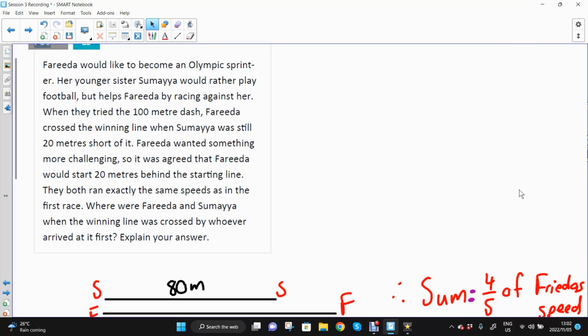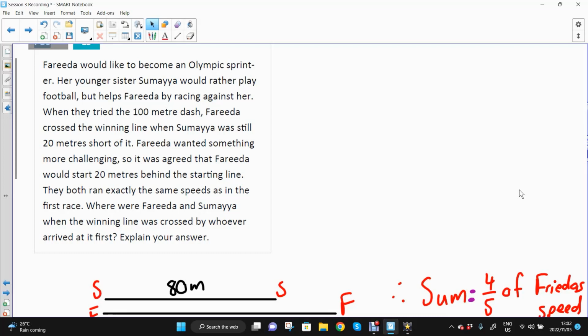Farida would like to become an Olympic sprinter. Her younger sister Sumaya would rather play football, but helps Farida by racing against her. When they tried the 100-meter dash, Farida crossed the winning line when Sumaya was still 20 meters short of it. Farida wanted something more challenging, so it was agreed that Farida would start 20 meters behind the starting line. They both ran exactly the same speeds as in the first race. Where were Farida and Sumaya when the winning line was crossed by whoever arrived at it first?